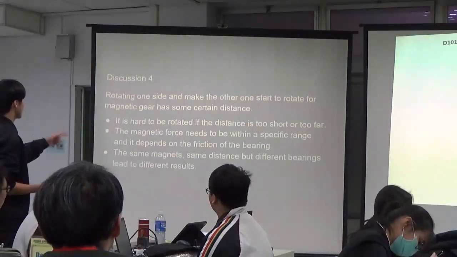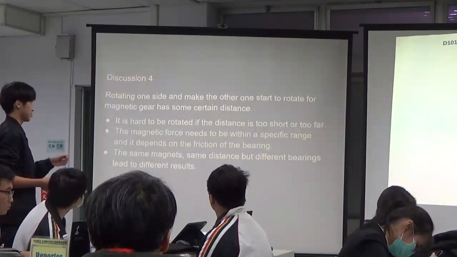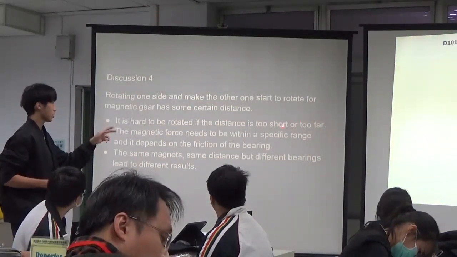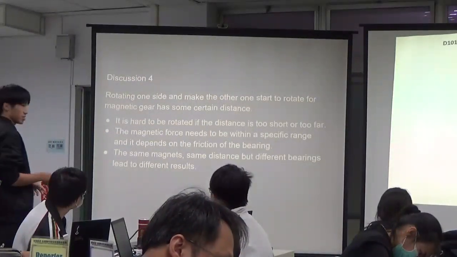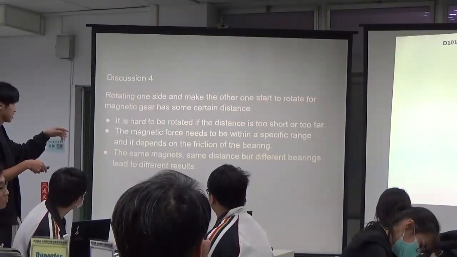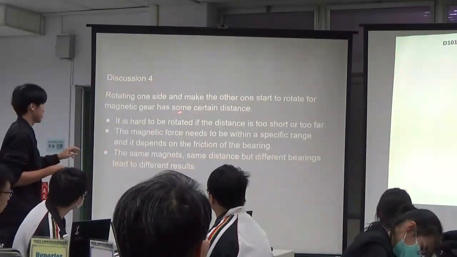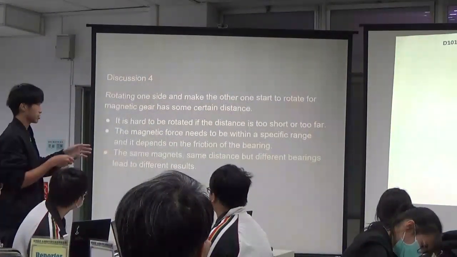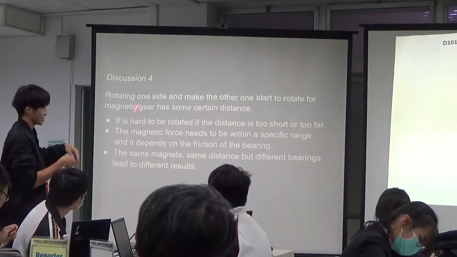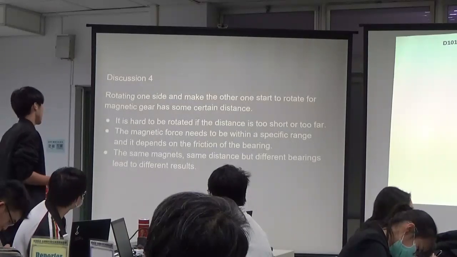So in discussion 4, rotating one side can make the other side start to rotate, but the magnetic gear has some certain distance. It is hard to be rotated if the distance is too short or too far. If the distance between the 2 wheels is too far, the magnetic phenomenon is too weak to exhibit. But if the distance between the 2 wheels is too close, it may affect the other side of the rotation, maybe it will stick to the magnetized screws and it will affect the outcome of the experiment.